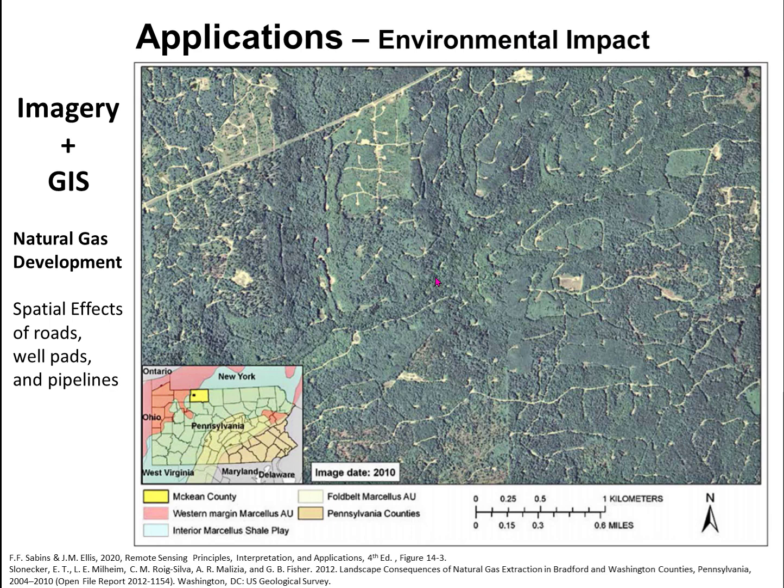Another application is just looking at what's happening to the environment. And this is with natural gas development in northern Pennsylvania. See, the yellow is the McKean County.